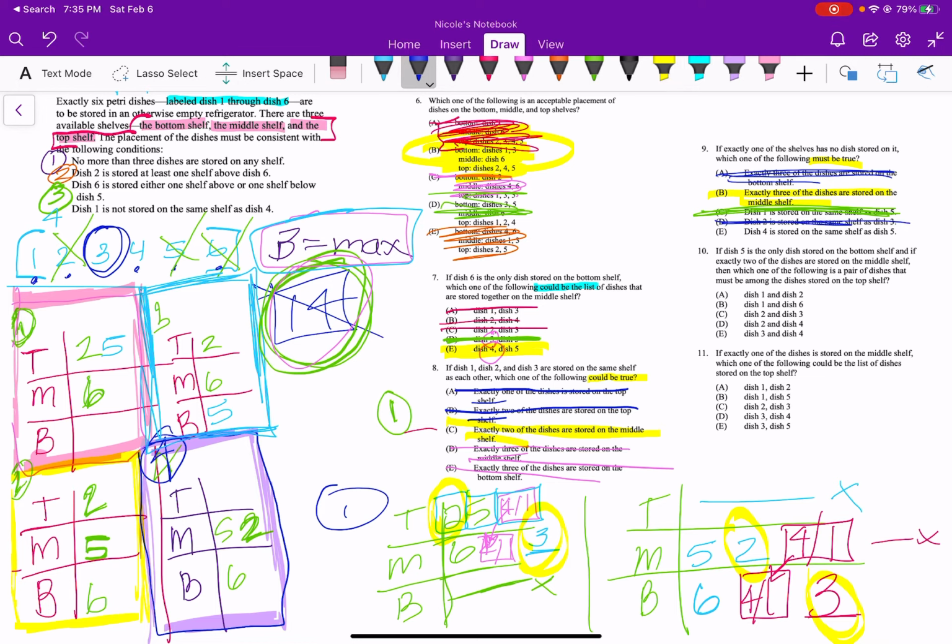And then lastly, for E, dish 4 is on the same shelf as dish 5. Well, once again, 4 and 1 are going back and forth. So we could put 1 here, and we could put 4 here. And that would not put dish 5 on the same shelf as 4. So this must not be true. And that, again, is why B is our answer.